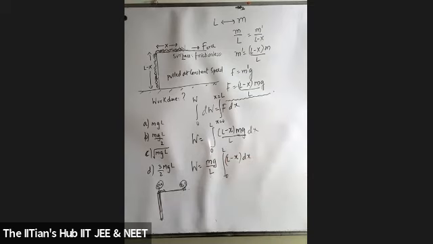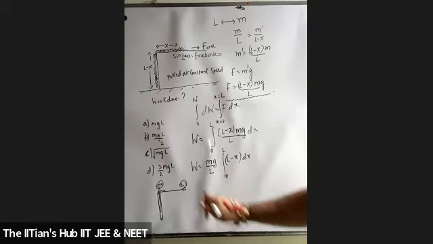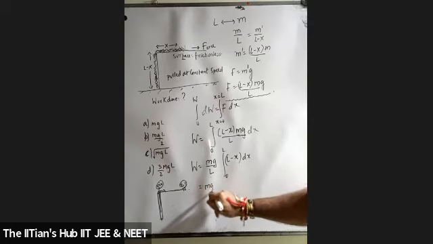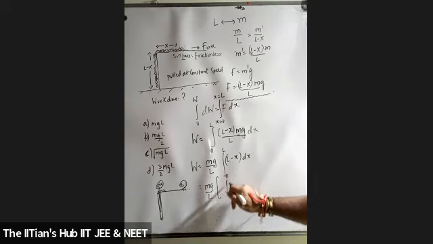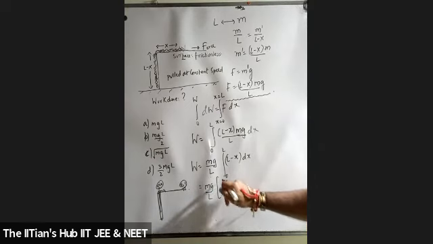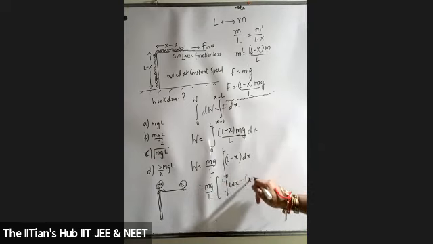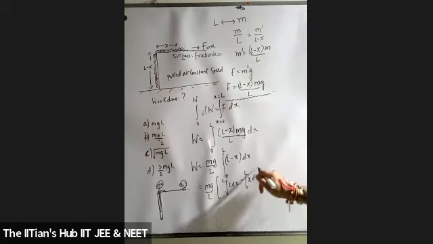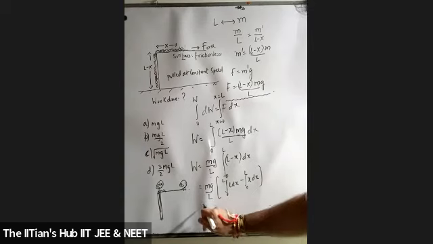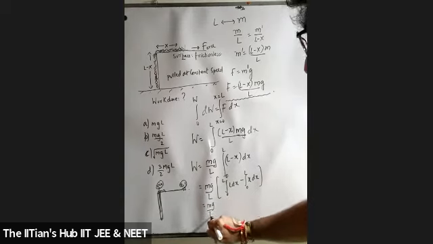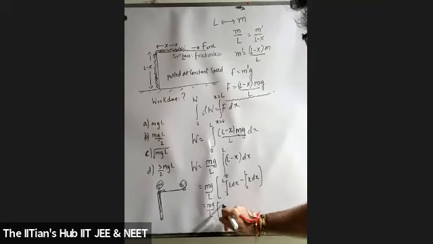Yes, sir. Okay, now can I split this up? Yes sir, how will you write it? mg by L, integration of L into dx from 0 to L, minus integration of x into dx from 0 to L. Is this clear, students? Yes, sir. Now when I solve it, mg by L, integration, can I say L is constant? What is integration of dx?